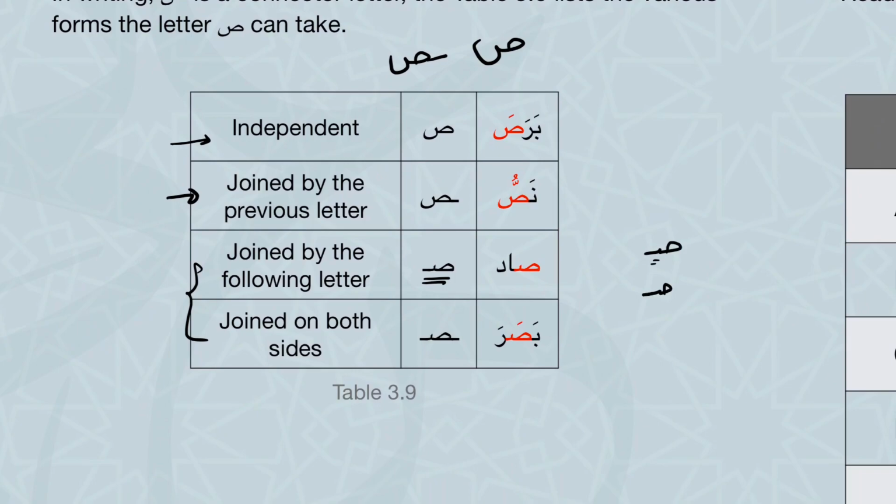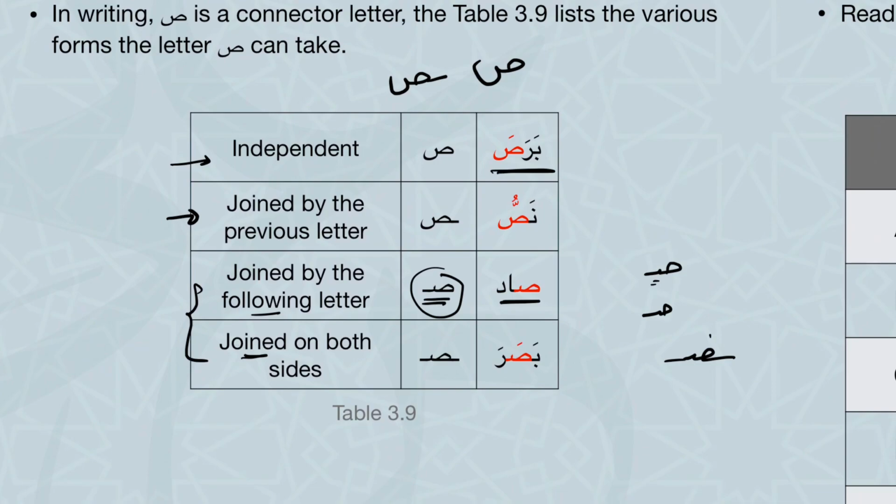That applies both in the initial position, when it's followed only by a letter, or when it's joined on both sides. You put a tooth. This is an important part of writing the letter sad and the one other letter that is its brother with a dot, dad. So let's read these words.